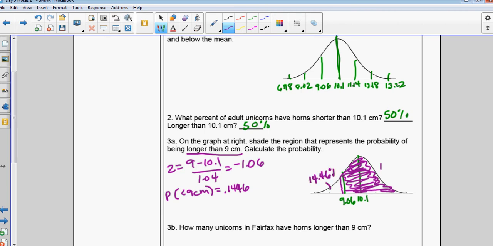But remember that if that's the white part over here, 14.46%, and the whole area under the curve is 100%, you can subtract from 100% to find the purple part over here. So I can do 1 minus 0.1446, or I can do 100% minus 14.46% to find the percentage of unicorns whose horns are greater than 9 centimeters. So that would give us 85.54%.